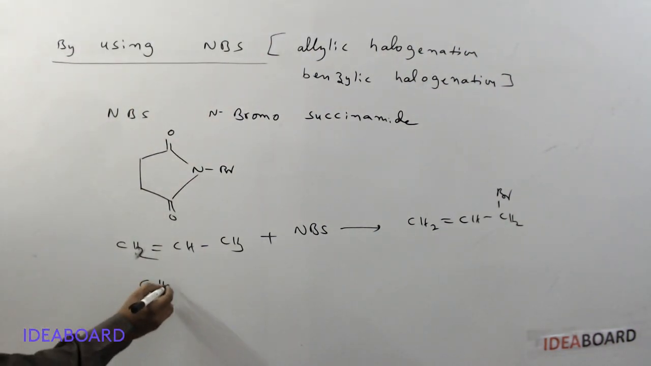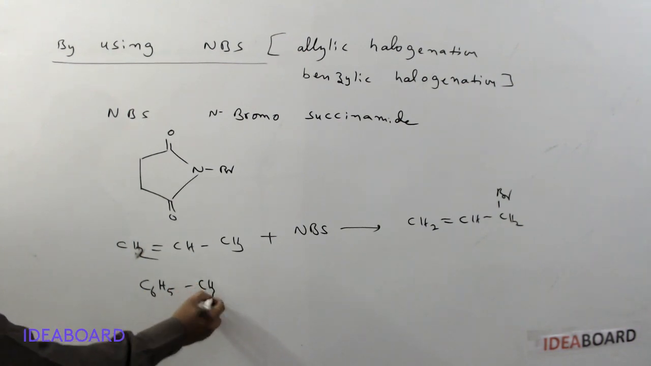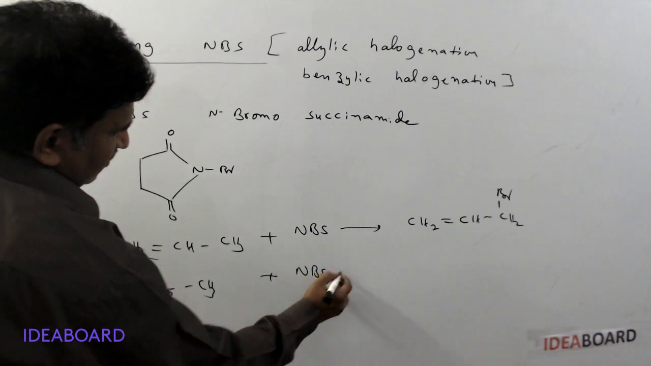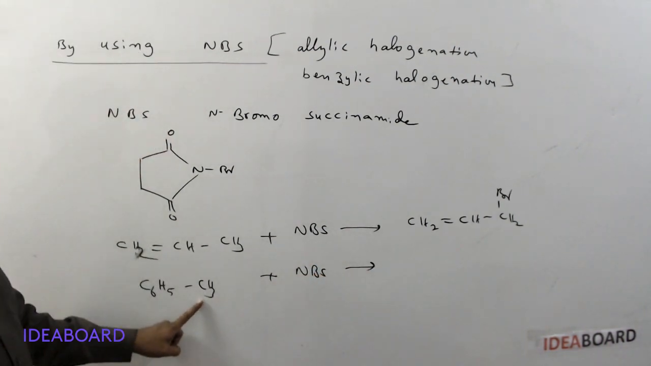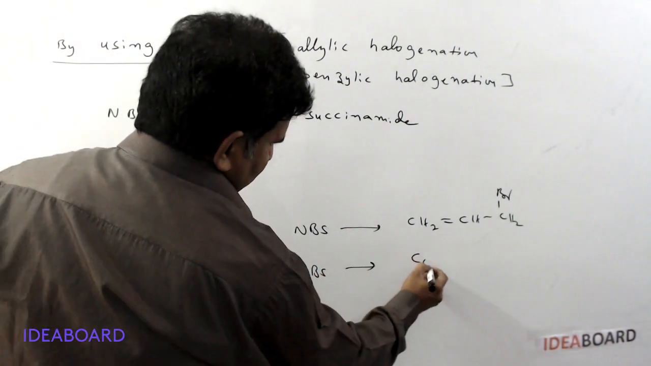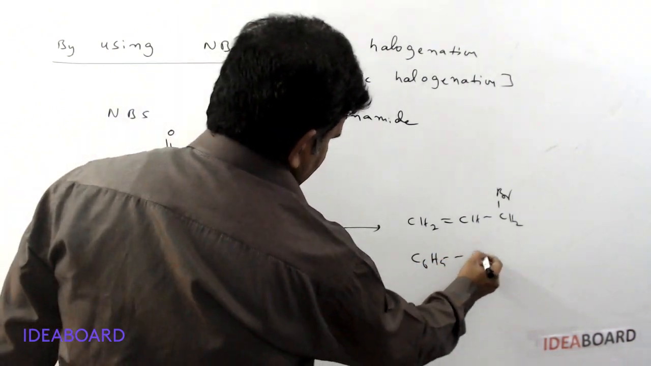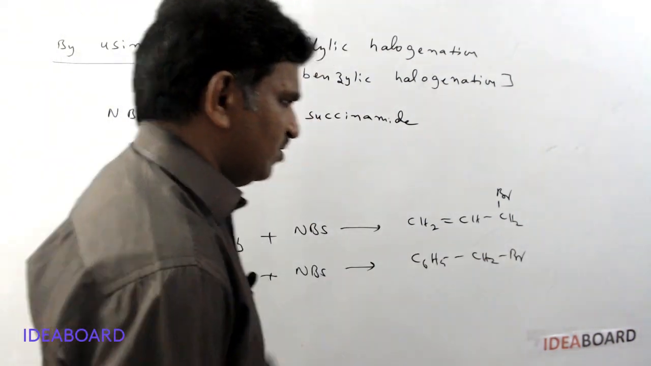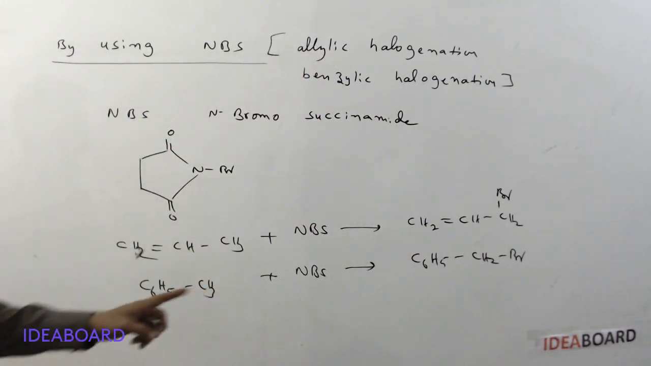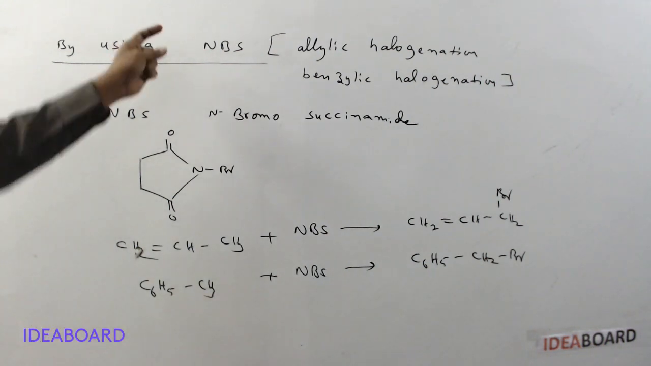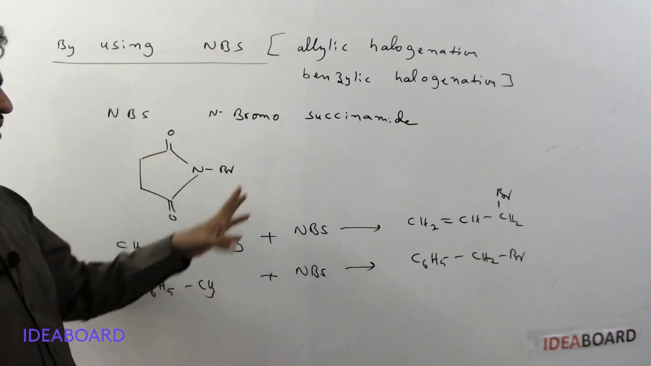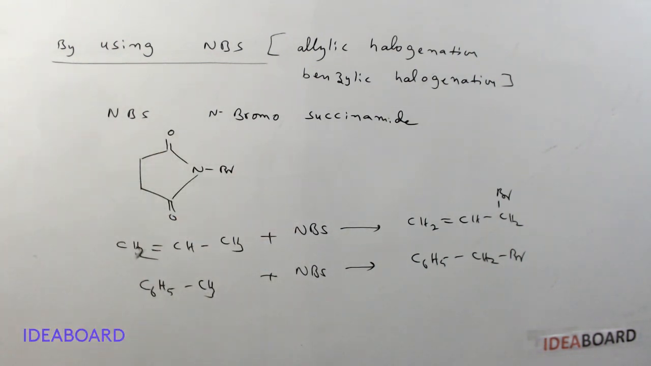Suppose if you are having C6H5CH3, this is called toluene. Toluene also reacts with NBS, and this is called benzylic hydrogen, and then it is forming C6H5CH2Br. Benzyl bromide is formed. That is a benzylic halogenation process. So NBS and NCS, NCS means N-chlorosuccinamide. This NBS is giving a free radical substitution process mainly. Even from alkenes also it is a free radical substitution process.